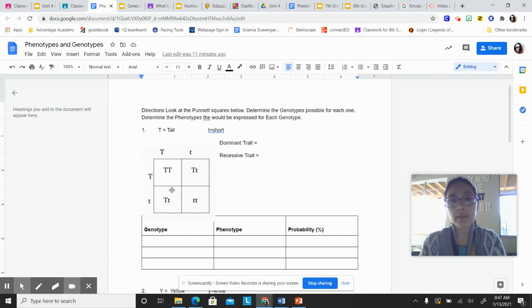So these four boxes are the possible genes that the offspring can get. Okay, so we're going to determine the genotypes and determine the phenotypes that would be expressed for each one. So if capital T means tall and lowercase t means short, which one is the dominant trait? And I'll give you guys a second for those in the chat or those in the classroom. So the dominant trait is which trait here, tall or short?